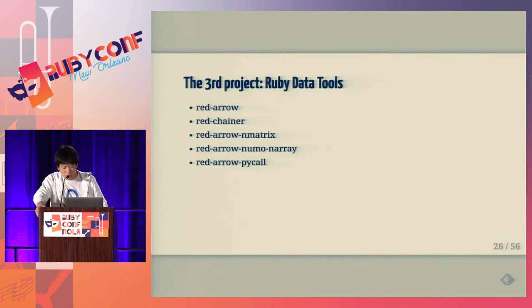And the third project is Red Data Tools. This is based on Apache Arrow and its Ruby binding, Red Arrow. Red Data Tools is a very young project. It started this February. But as of today, it has these five gems.